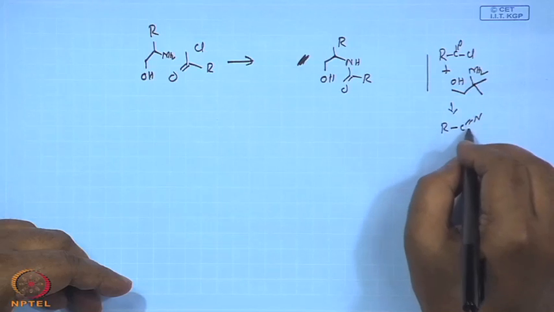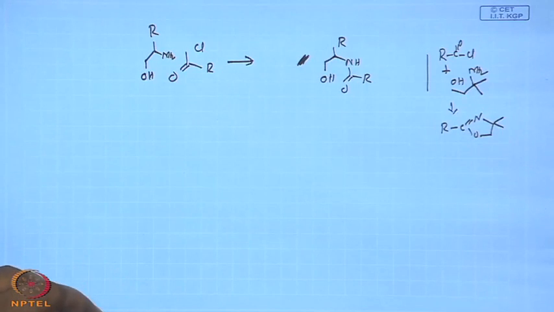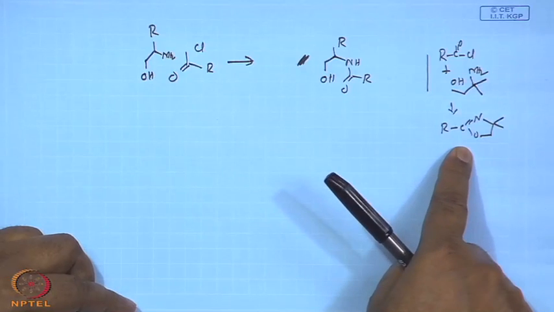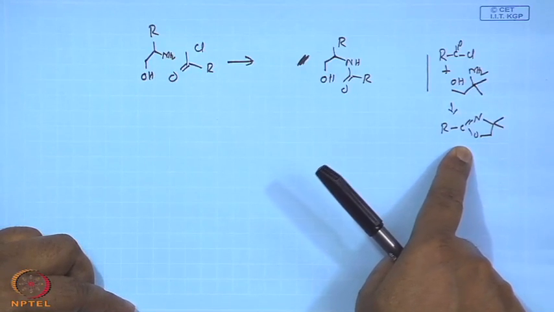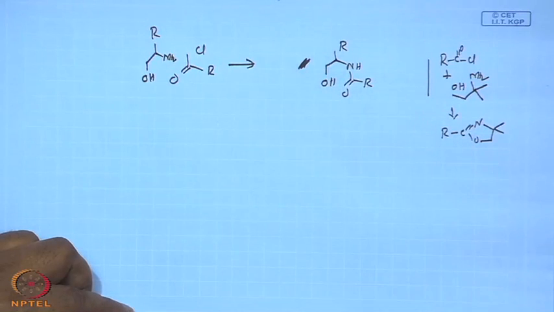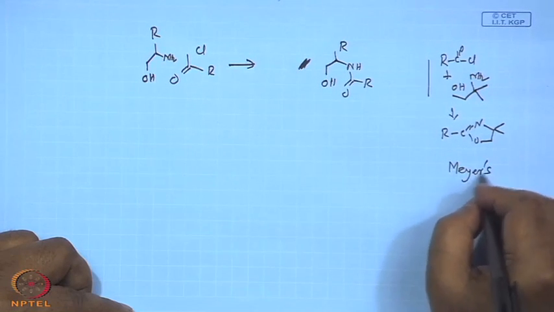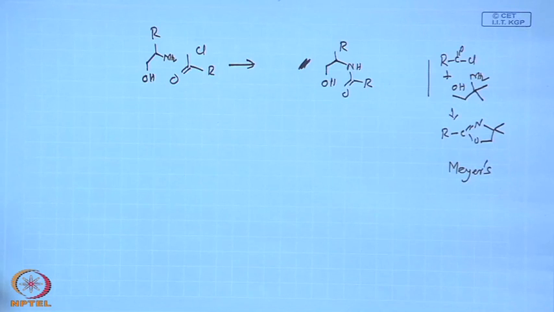So, what will you be getting? You will be straight away getting them; the reactions are so facile. And many of you know this is a directive group in ortholithiations, and it also activates the corresponding CH alpha to these groups. So, these are all well known, and sometimes this is known as Meyers chemistry, you can say.